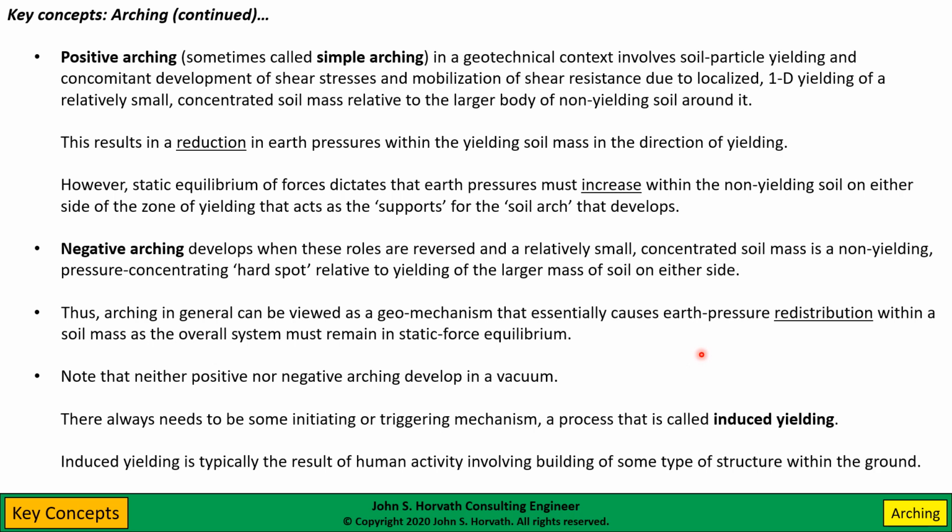Of course, this induced yielding is typically the result of human activity, and I think you see where we're going with this. In this case, the activity that we do is to place the geofoam product in the ground. This is going to be the triggering mechanism to induce arching.